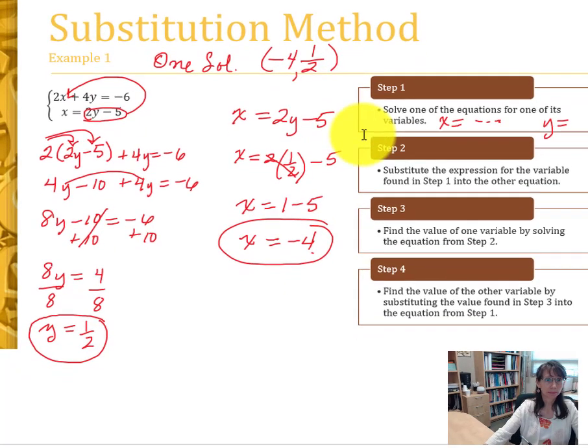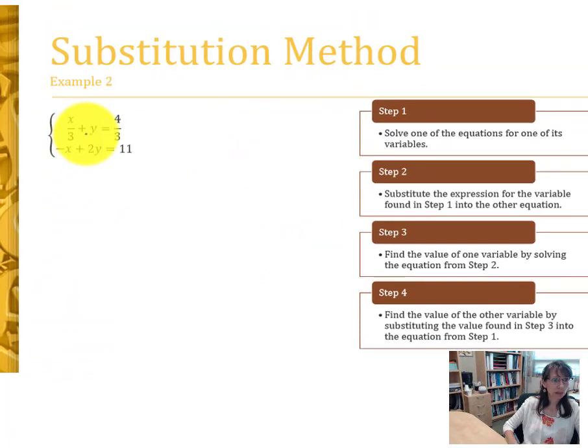Let's try another example. Our first line is x thirds plus y equals 4 thirds. Well, that looks a little awkward with x thirds. So you might want to rewrite that as 1/3 x. So just remember that it's really 1/3 x. The second equation, negative x plus 2y equals 11. So it doesn't look like x has been solved for, y has not been solved for, so we'll have to do a little rearranging of our own.